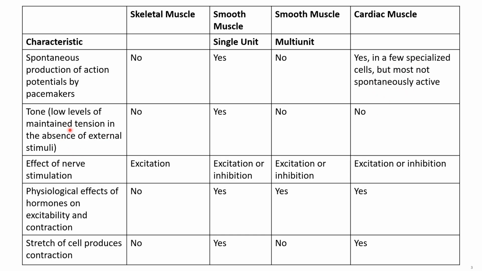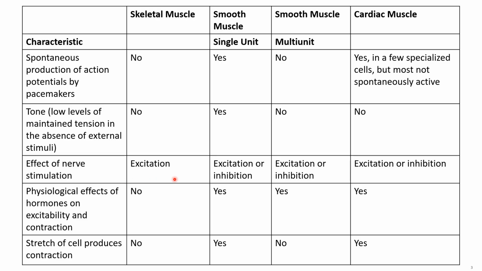Tone, meaning there is a low level of tension even in the absence of external stimuli, is not present in skeletal muscle, and it is also absent in cardiac muscle and multi-unit smooth muscle. But tone is present in single unit smooth muscle.